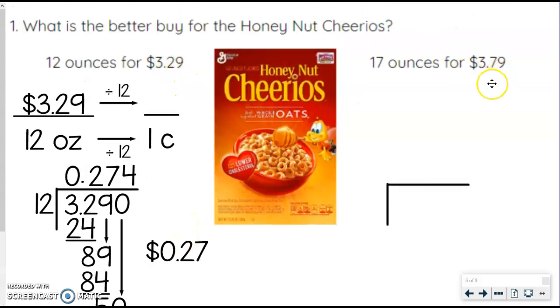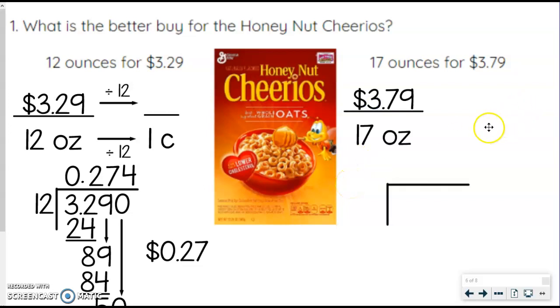Okay. So now we need to do the next one to see, is it going to be 27 cents or less? If it's less, it's going to be the better buy. If it's not, then the 12 ounce is going to be the better buy. So let's set this one up the same way. So we got $3.79 over 17 ounces. We're scaling down to 1 ounce. Again, ignore the C. It should be OZ for ounces. I'm sorry about that. To go from 17 down to 1, we're dividing by 17.